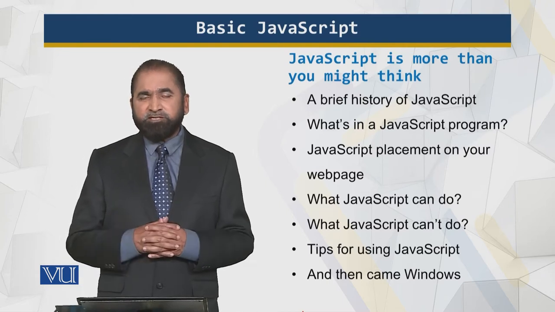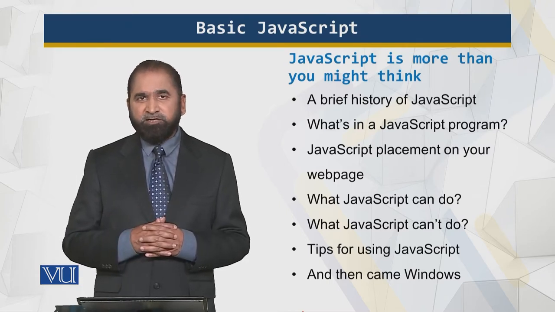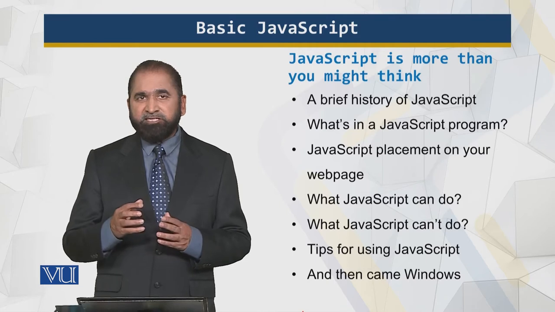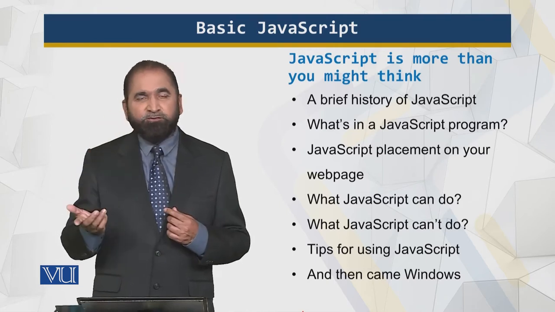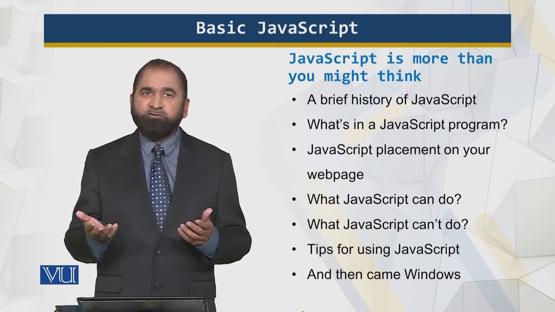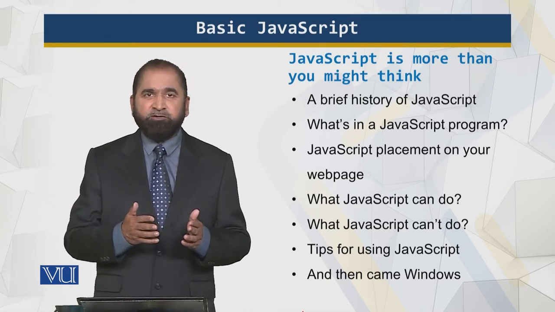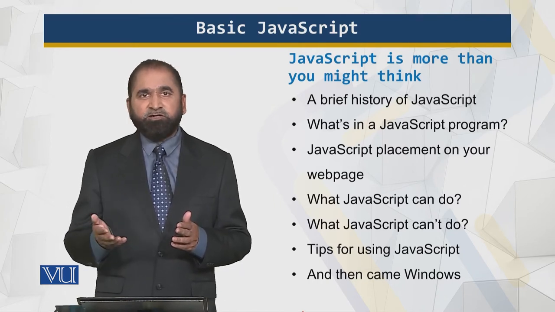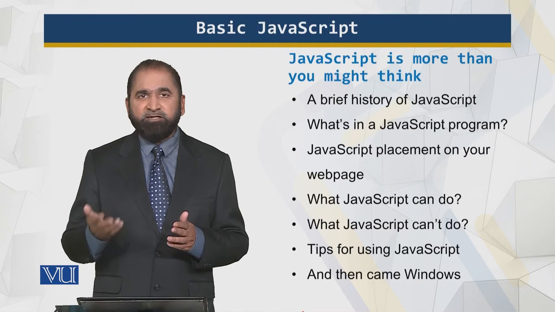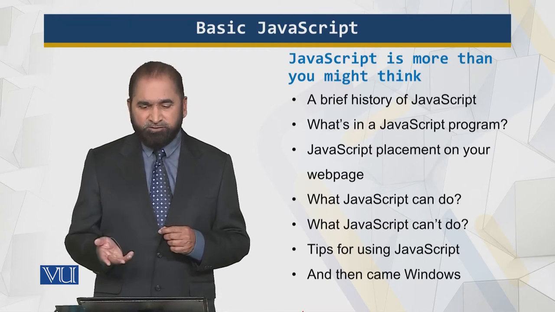A brief history of JavaScript. JavaScript was developed and named LiveScript, and some marketing guru got the idea of calling it JavaScript, and then there is confusion, people comparing it with Java. JavaScript doesn't have any compiled code. It is interpreted. There is no binary over it. It runs in your browser.